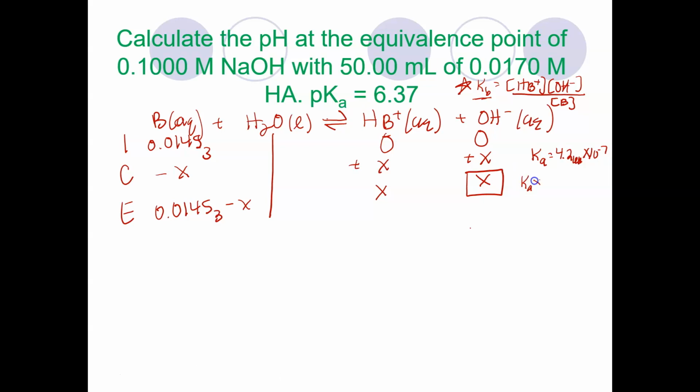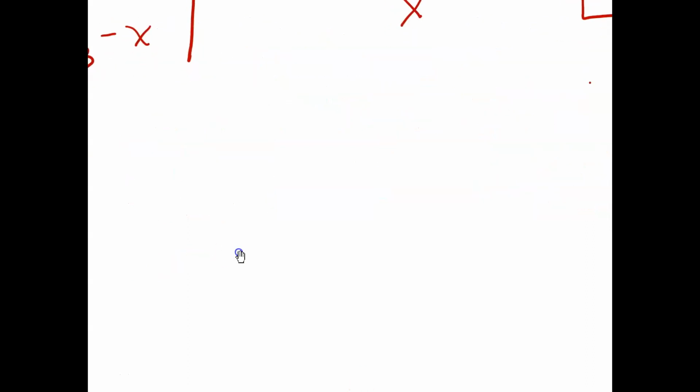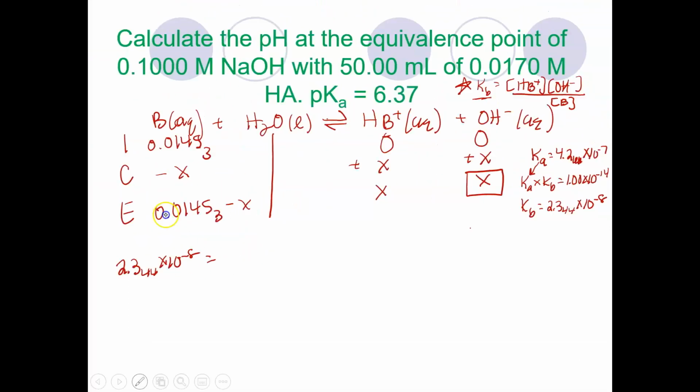So what I can do is use this equation, plug in Ka right there, and solve for Kb. So that's what I'm going to do. I get 2.344 times 10 to the negative 8th. So I'm going to take my numbers and plop them into the Kb expression, Kb equals x times x. There we go. x times x is x squared over 0.01453 minus x.